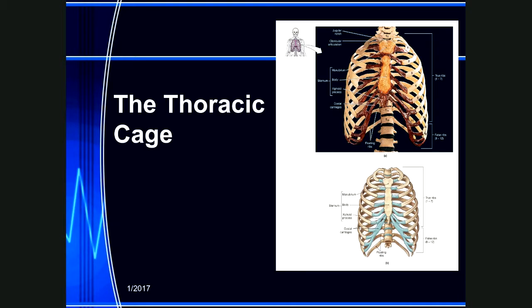So we have a total of 12 ribs each side that attach posteriorly to the thoracic spine. 10 of those ribs attach anteriorly to the sternum, which leaves us 2 ribs called floating ribs.